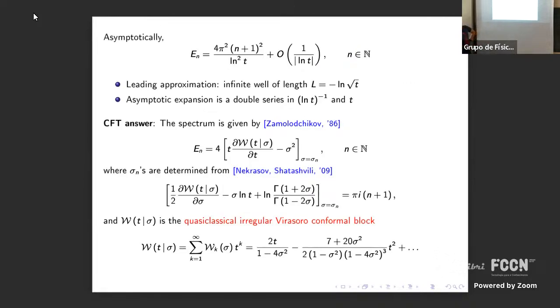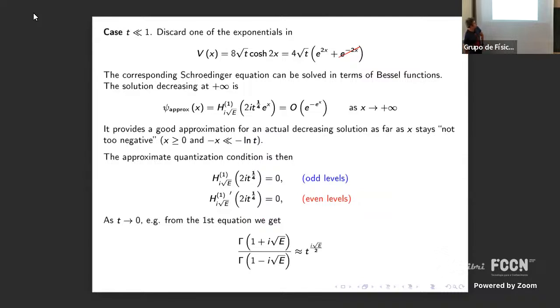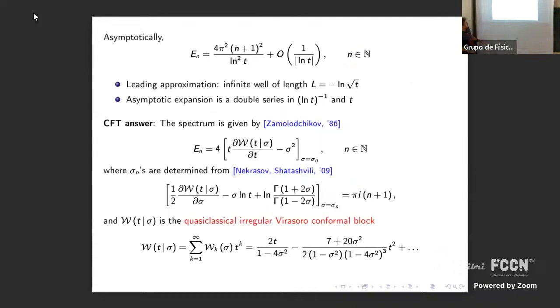Well, and now physically, what is going on? Physically, this is the spectrum of an infinite well of length log of square root of t, which is once again rather intuitive. So if you look at the potential, basically you say that your potential is 0 everywhere, and then starting from coordinates where these exponentials become comparable with square root of t, there you start to have infinite walls, and so this gives you this leading approximation.